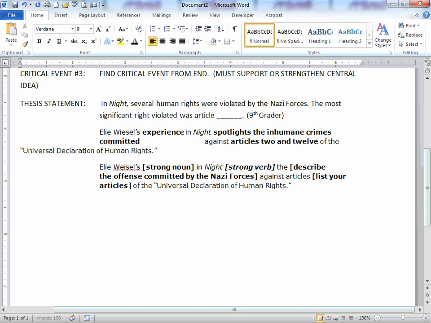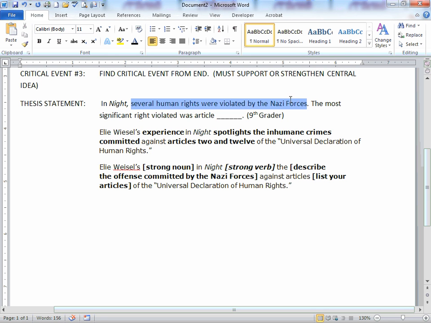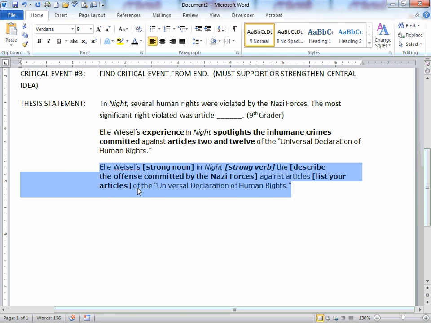Let's look at the 9th grade version, because you want to make sure that your thesis is essentially framed this way. So in Night, several human rights were violated by the Nazi forces. Not really a strong noun, but you did describe the offense. Then you had the most significant right violated was Article, and then you don't list the title. So this is an okay thesis sentence. This is the better one. You should choose this one. You should try to frame yours like this.